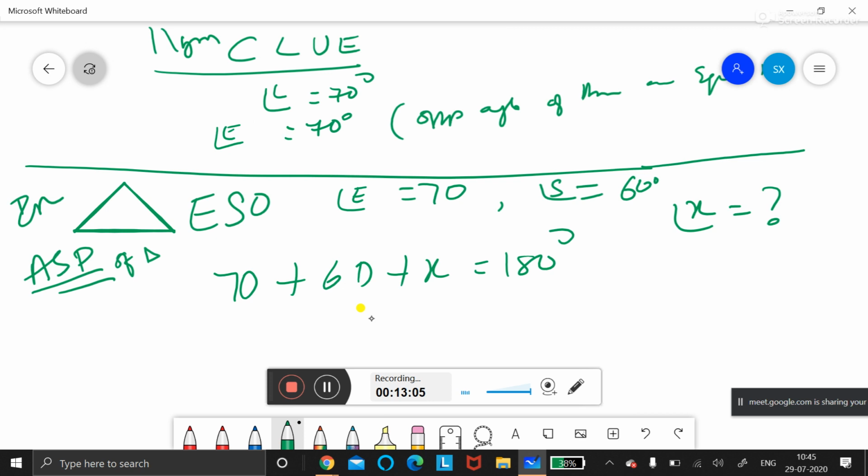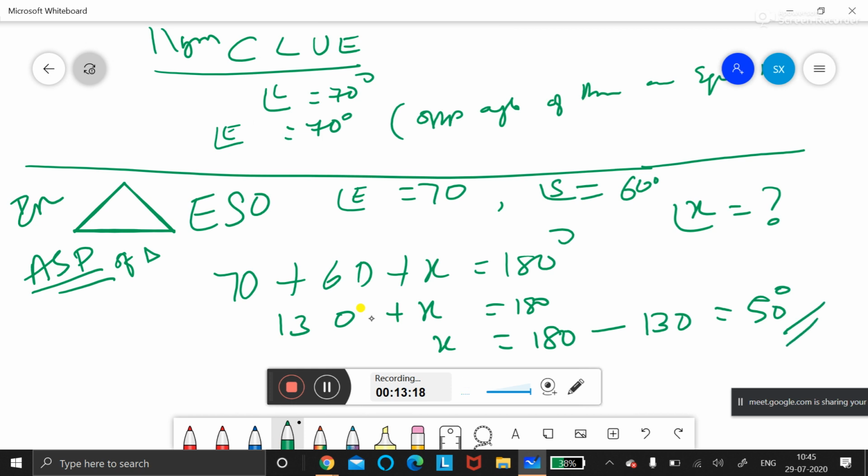So what is 70 plus 60? 130. So what is x? 180 minus 130, which is equal to 50 degrees. That's all. Like this, you should complete. Here, you should write angle sum property fully. Don't write ASP. Write angle sum property of a triangle.